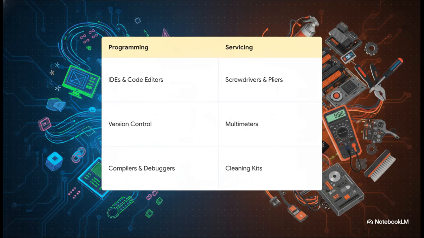On the programming side, you're looking at software tools, things like IDEs and code editors, version control systems to track all your changes, and compilers that translate human-readable code into machine language. But if we look at computer system servicing, well, those are physical hardware tools. We're talking screwdrivers and pliers to actually open up computer cases, multimeters and cable testers to check electrical currents, and cleaning kits to clear out the dust. It's two completely different sets of tools for two incredibly vital tech careers.